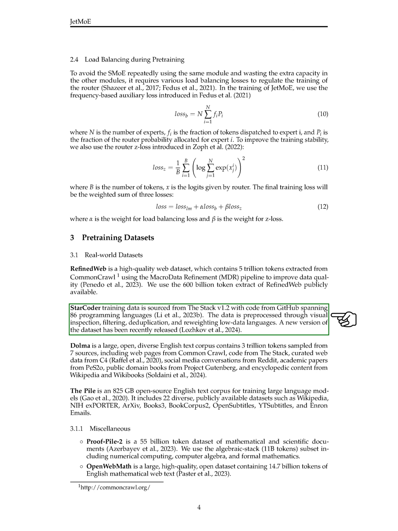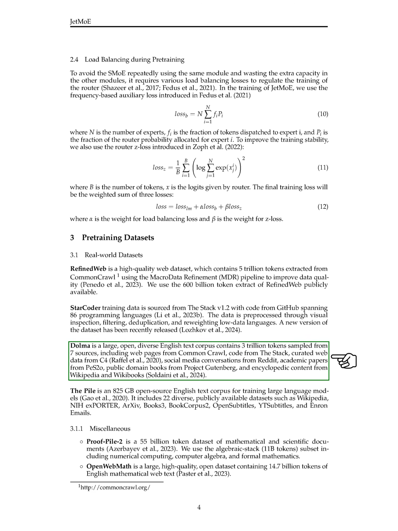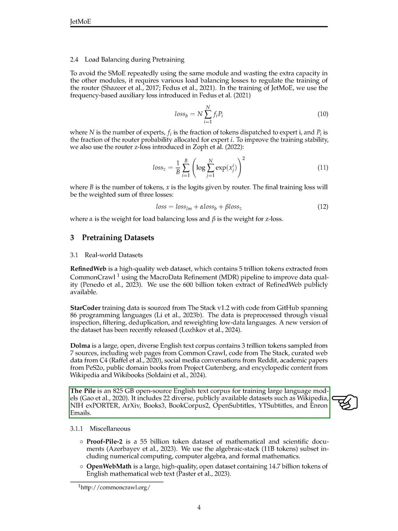Additionally, we use the StarCoder training data sourced from The Stack version 1.2, encompassing code from GitHub across 86 programming languages. The Dolma corpus is a vast English text collection comprising 3 trillion tokens from various sources, including web pages, code, social media conversations, academic papers, public domain books, and encyclopedic content. The Pile dataset is an 825 GB English text corpus comprising diverse publicly available datasets for training large language models.